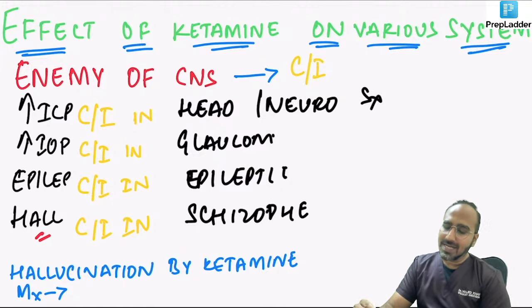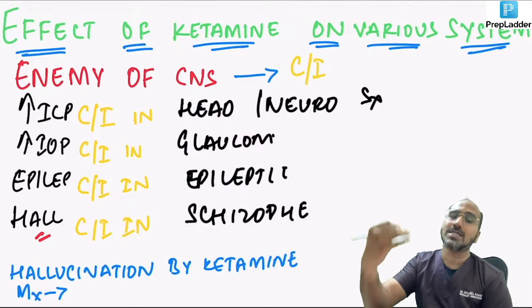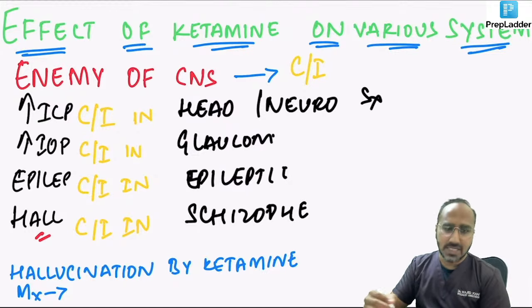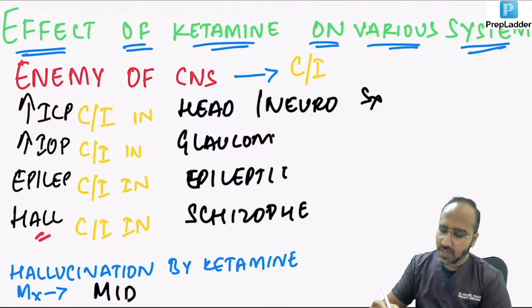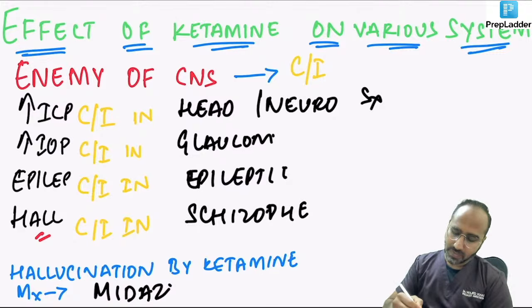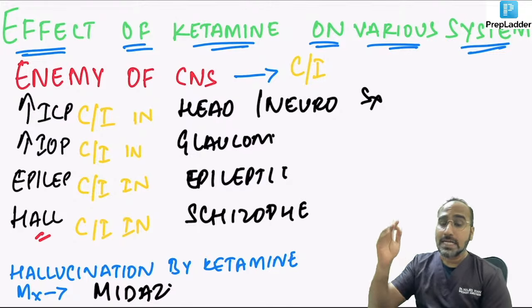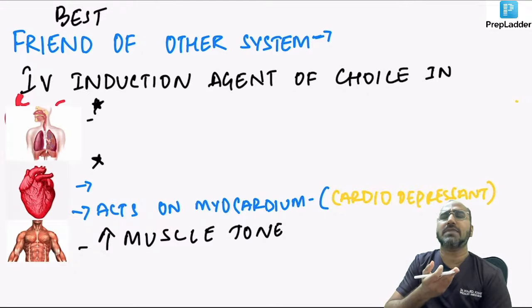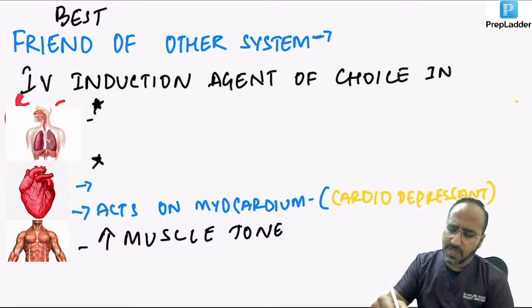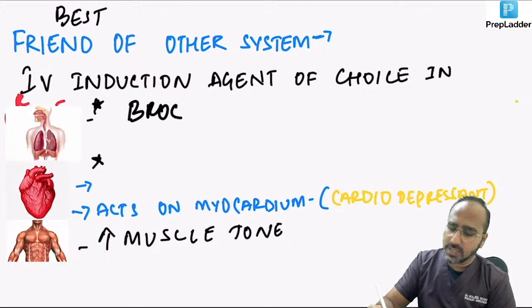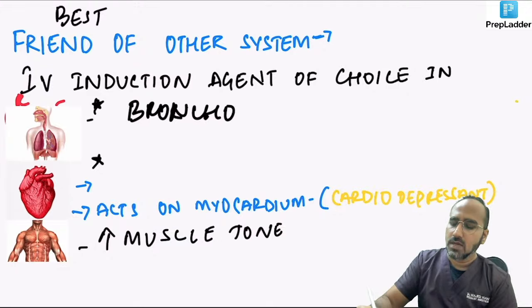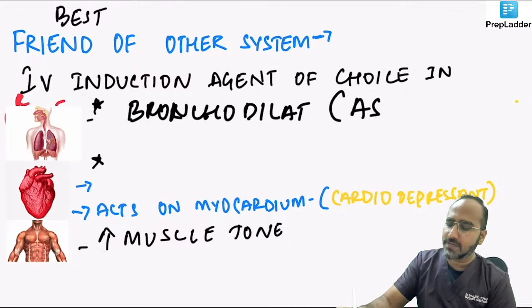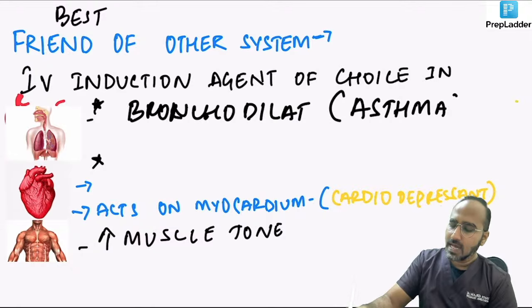So these are the side effects of ketamine. Some of those hallucinations can be easily managed by a drug called midazolam. Ketamine is the worst enemy of the CNS but the best friend of all systems. It is a best friend of the respiratory system, hence ketamine causes bronchodilation, so it is the IV induction agent of choice for patients who have asthma.